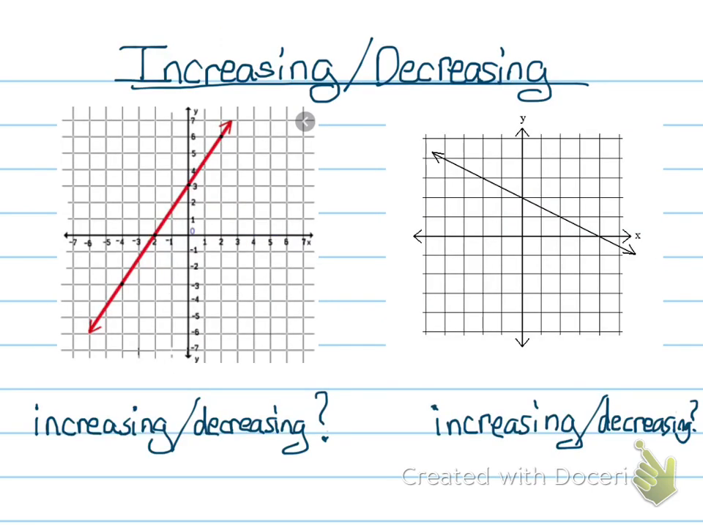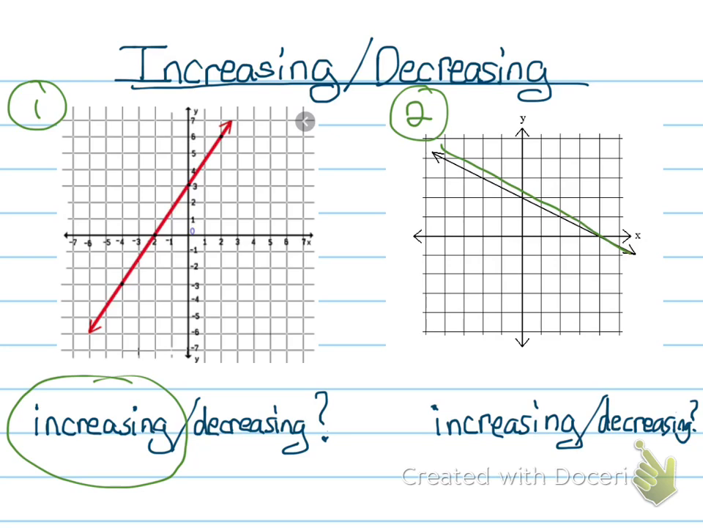The next two characteristics we're going to focus on is to determine whether your line is increasing or decreasing. So looking at this first graph right here, as you can see, my slope is a positive slope. It's going up from left to right. So therefore, it's increasing. Looking at this second graph right here, my slope is negative. It's going down from left to right. So therefore, it is decreasing.